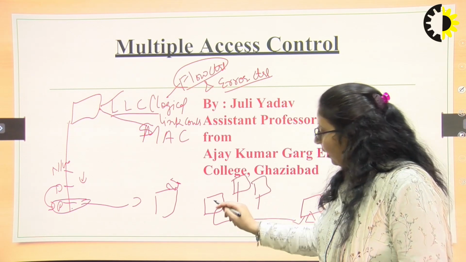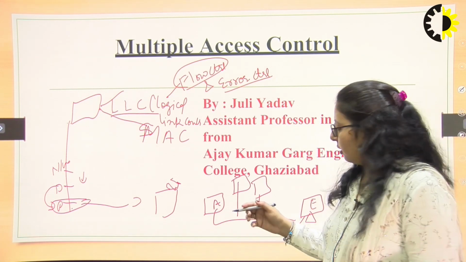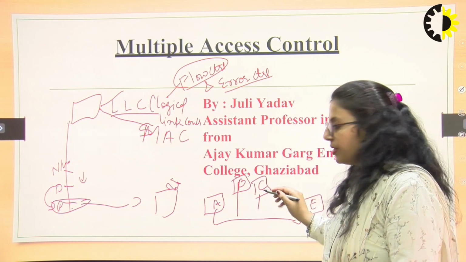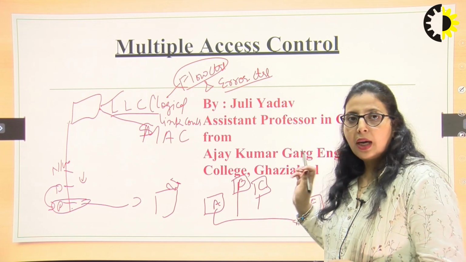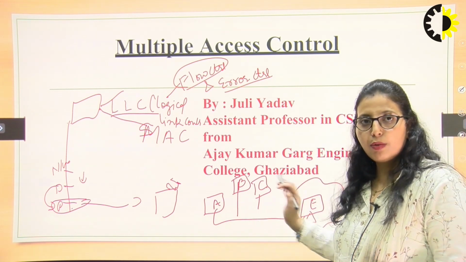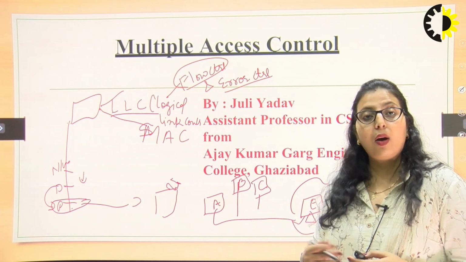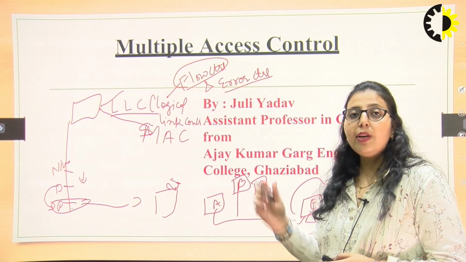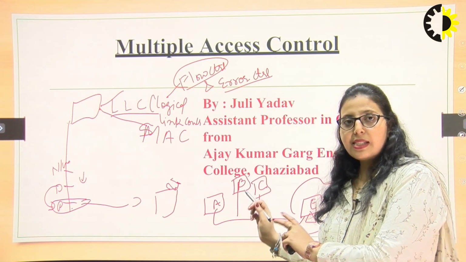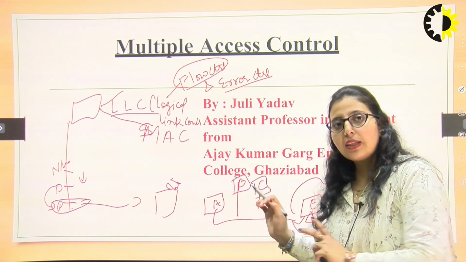While A wants to send data to one node, there may be B who wants to send data to another one, and there may be C who wants to send data to another network. Three of them need to send the data, and there is only a single channel, so how will it be sent? Then we use multiple access control, so that all of them send the data from one point to another by using the same link.